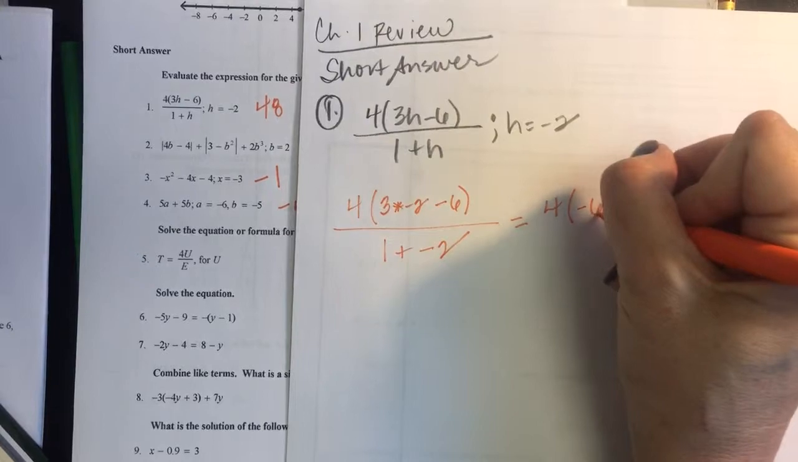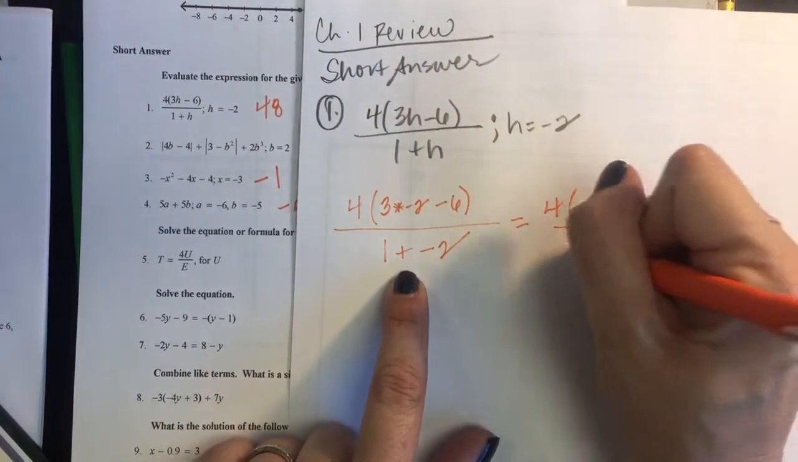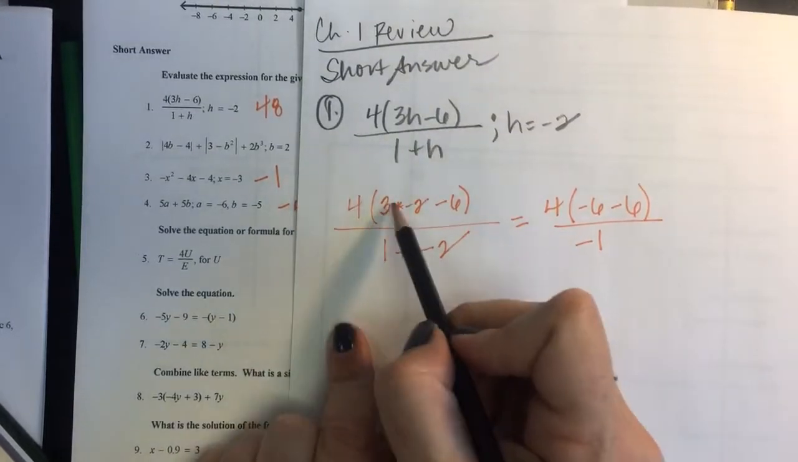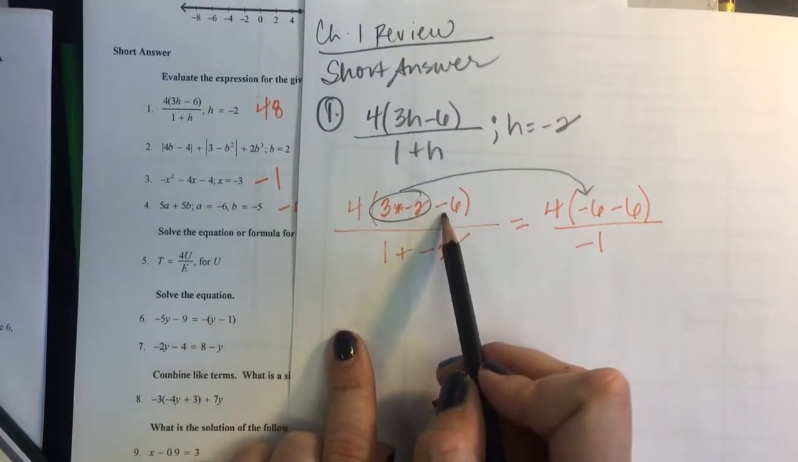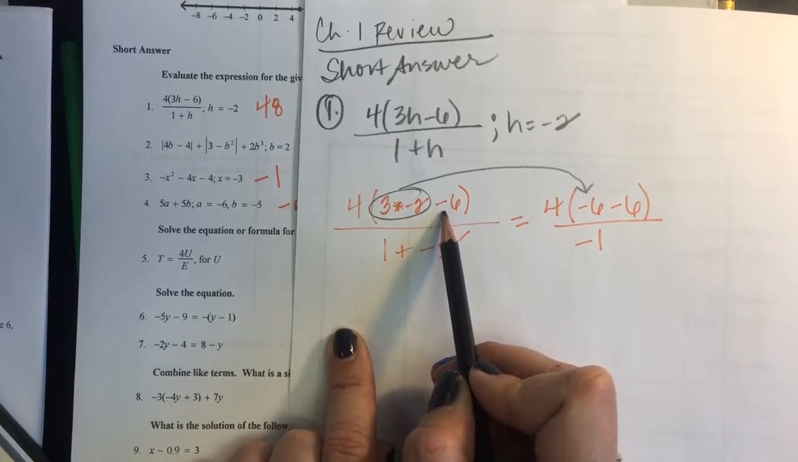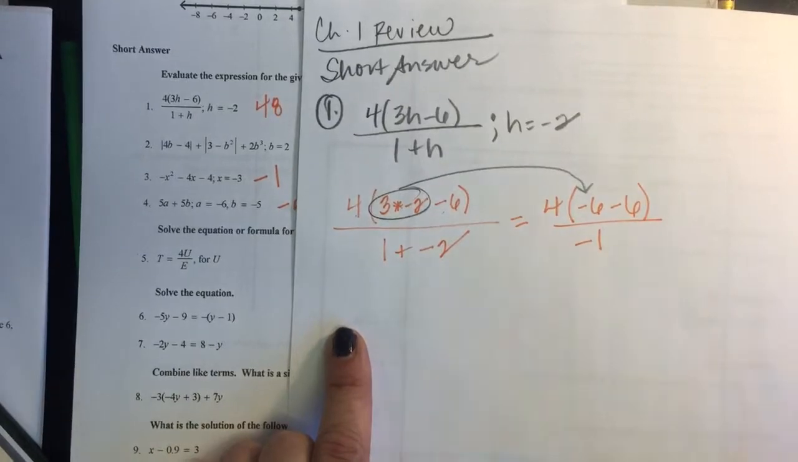This is going to be -6 minus 6 all over -1. So my first move was to take 3 times -2, and then I just had that -6 there. I left my 4 outside because order of operations tells me I have to do everything in parentheses first.